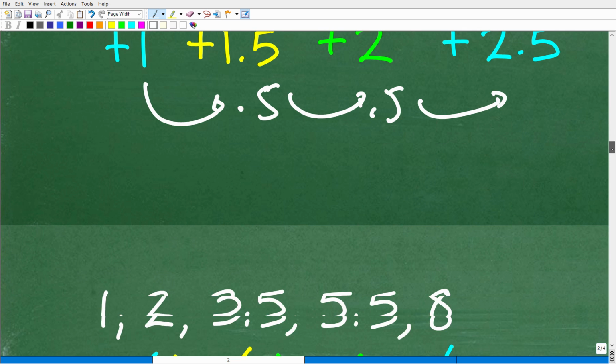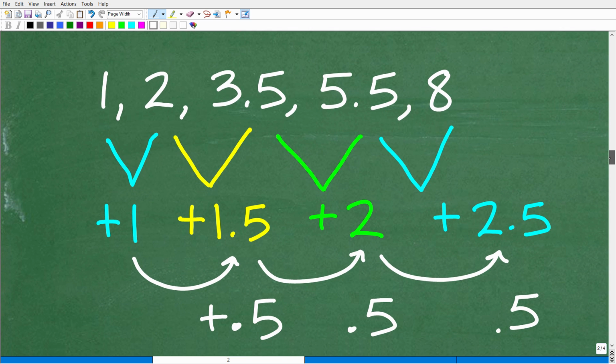Now, this is a little bit confusing, so we do have to be very careful here. So how can we find the next number in this sequence? Well, what we have to do is subtract the previous terms, 2 minus 1. So that is, of course, 1. That's our difference. And then we're going to add 0.5, so 1 plus 0.5 is 1.5, and then we take that number and add it to that previous number to get to the next number.